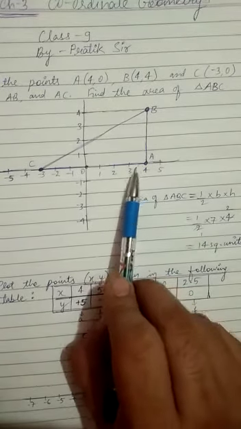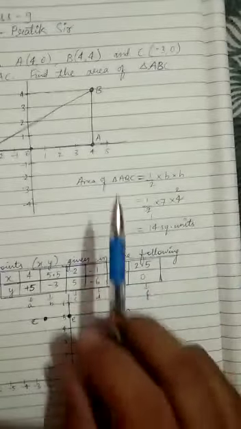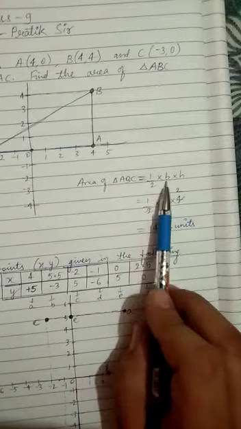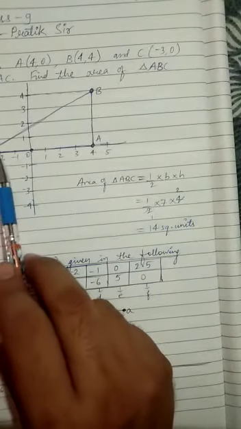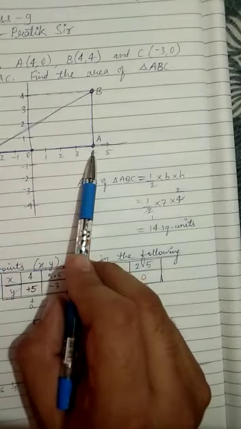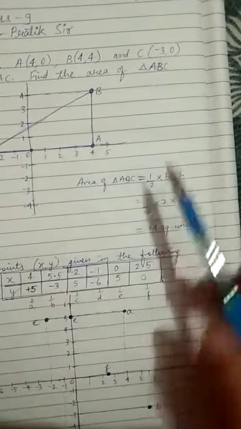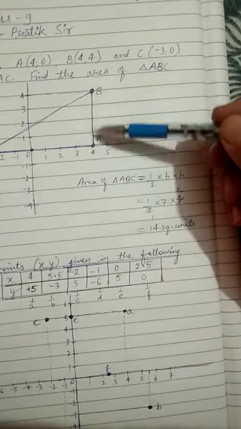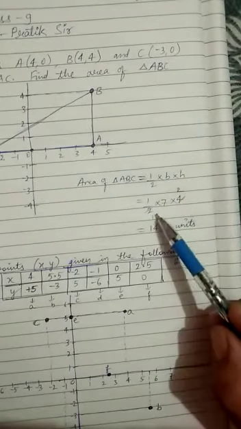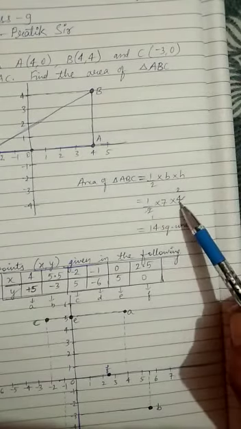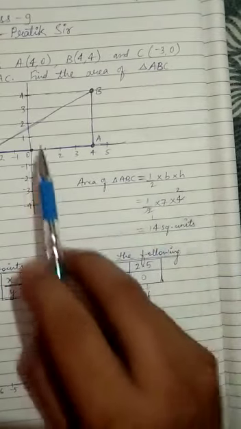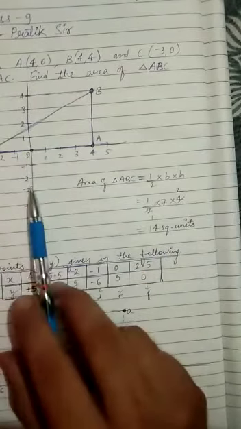Now we will find the area of this triangle. Area means half into base into height. Half, base we can count: 1, 2, 3, 4, 5, 6, 7. 7 units is the base. And height: 1, 2, 3, 4. Perpendicular, these are 4 units, so height is 4. 2 ones are 2, 2 twos are 4, 7 twos are 14. 14 square units is the area of this triangle.